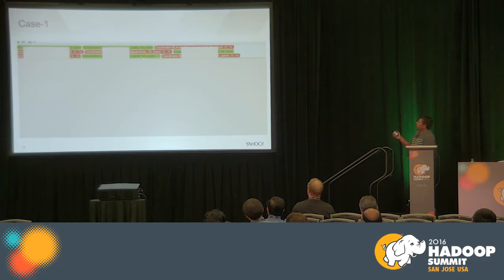And this is how it looks. Sorry, I need to blur this because this is taken from actual production. So green indicates that they are meeting SLA, and red indicates that they are missing SLA.